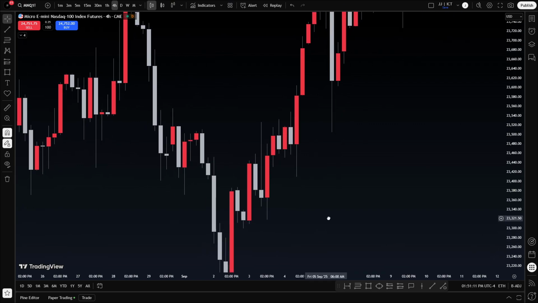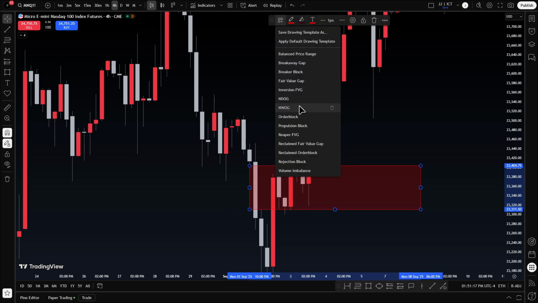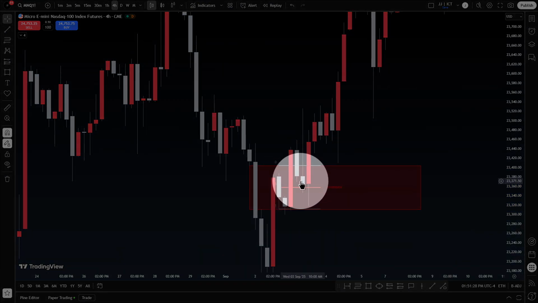Now, watch this, right? See that? There's the bullish inversion fair value gap now. Pay attention here. See that? Consequent encroachment. See the bodies? Oh, yeah, I know. Nice, isn't it?